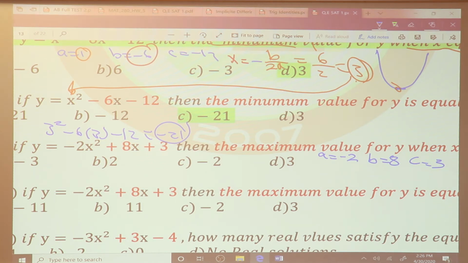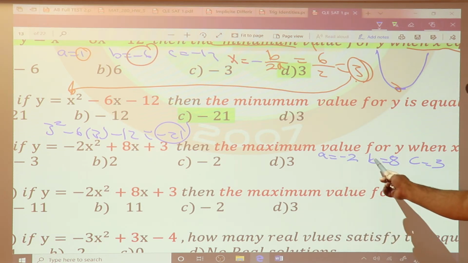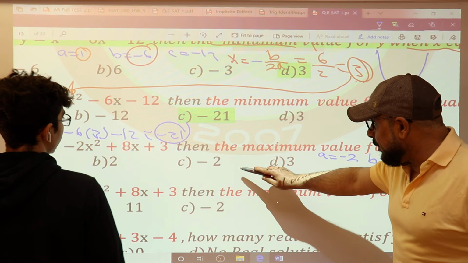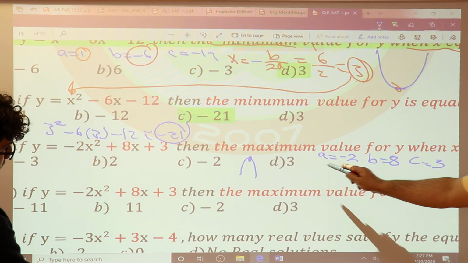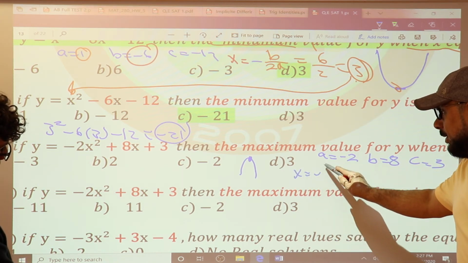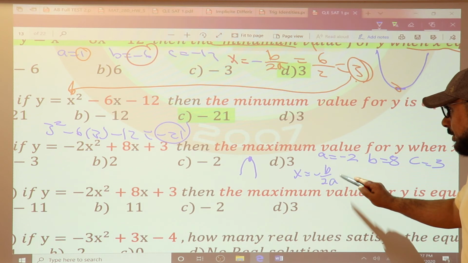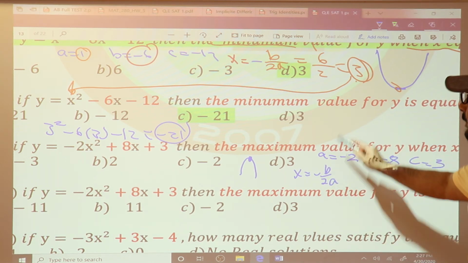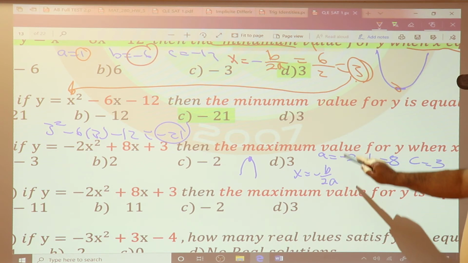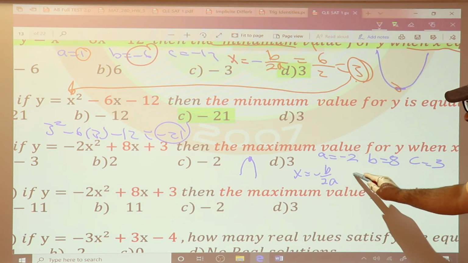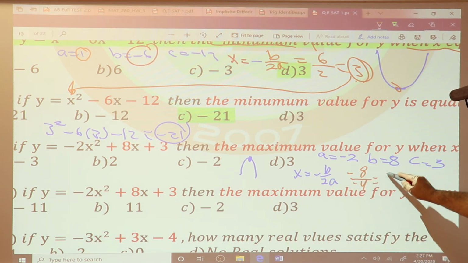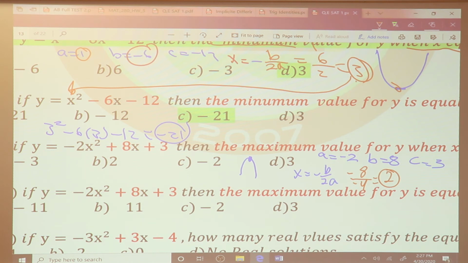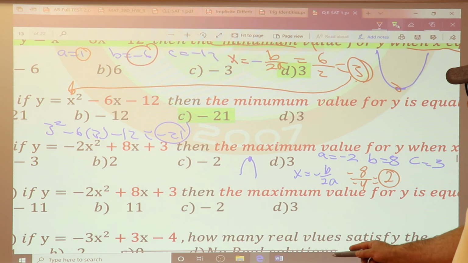Now, this a is negative, right? That means the curve opens downward, and the maximum occurs at x equals negative b over 2a. Negative 8 over 2 times negative 2, which is negative 8 over negative 4, which is 2.